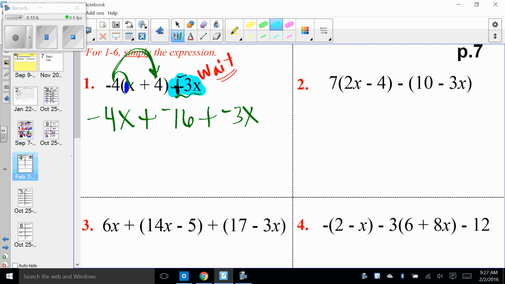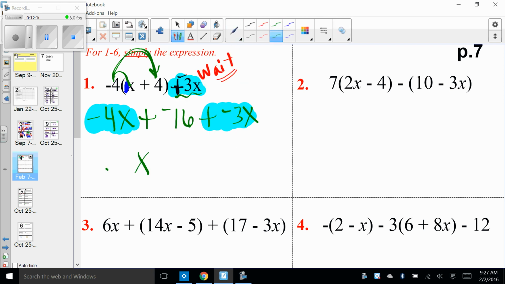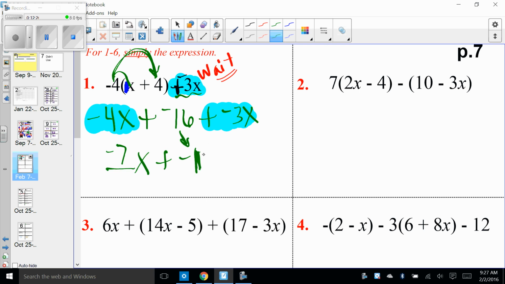Combine like terms then. We have an x here. We have an x there. All of those x's go together. So in my x bin, I have -4x's and -3x's and -7x's. If I haven't used it, I drag that down. Now, these are unlike terms because -7 has an x on it, -16 does not. Answer is -7x plus -16. Done.